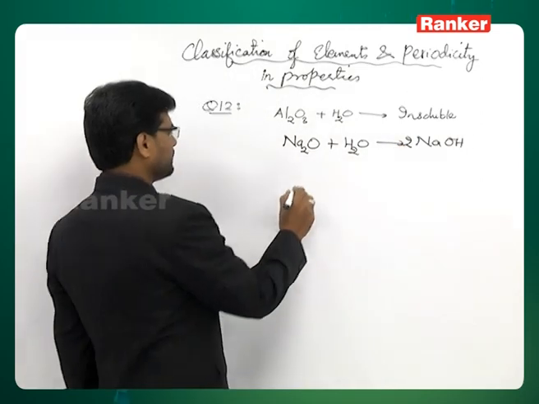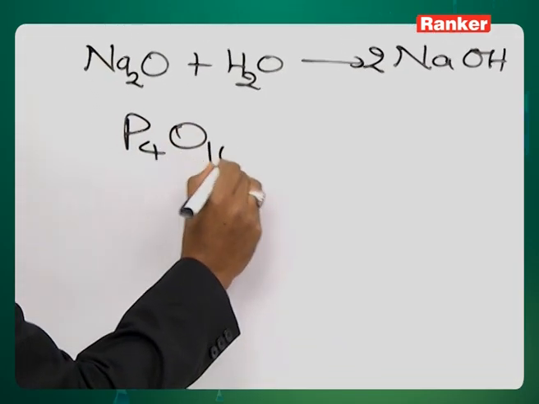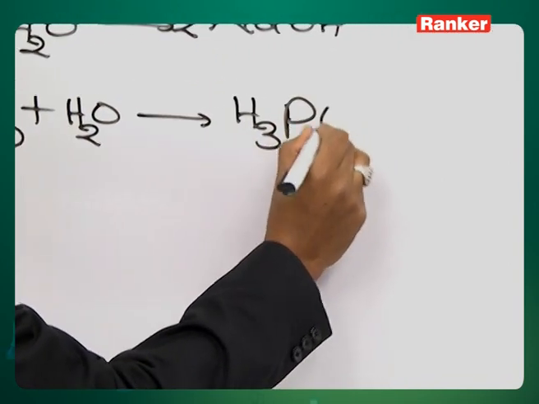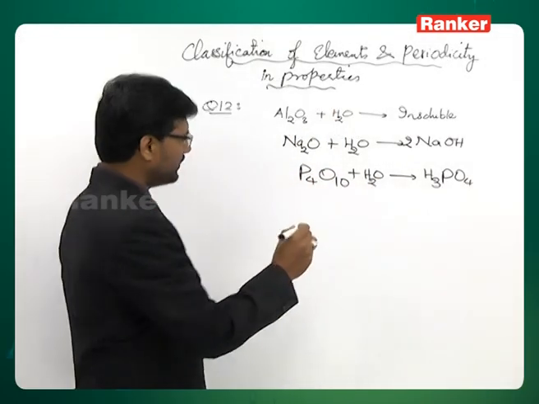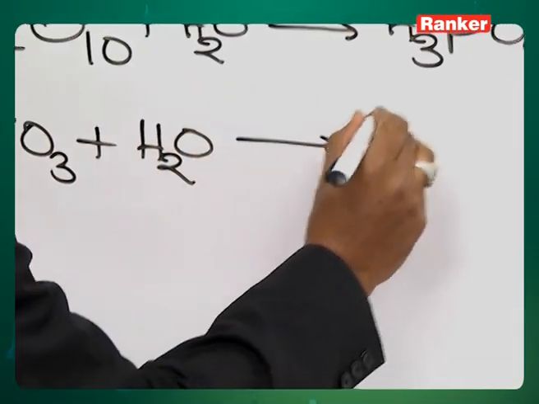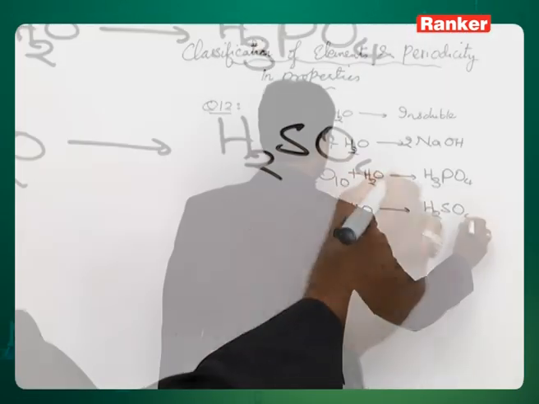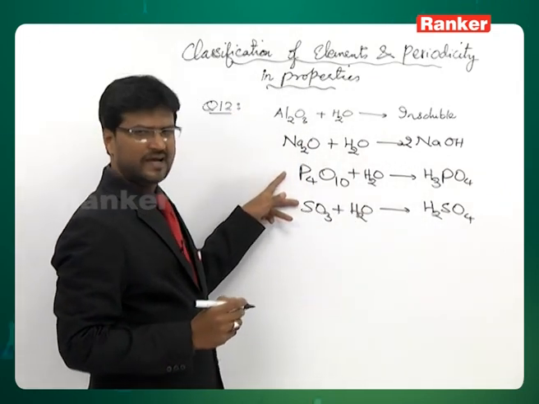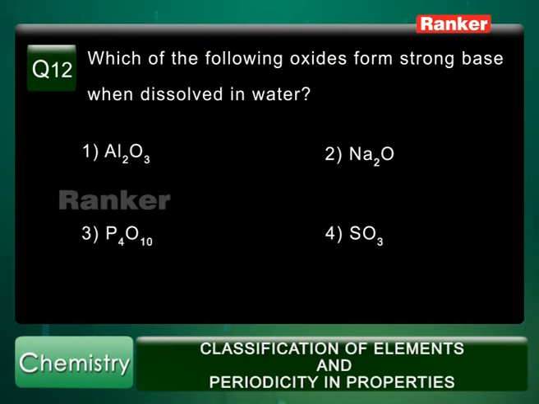Then you have P4O10. P4O10 dissolves in water and produces the acid H3PO4. Then you have SO3. SO3 dissolves in water to produce a very strong acid, sulfuric acid. So, while Al2O3 is insoluble, these two produce acids. So, the correct answer definitely is Na2O. Second option is the right answer. Na2O, when dissolved in water, produces a strong base, sodium hydroxide.